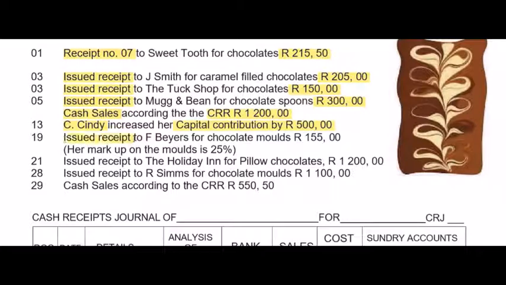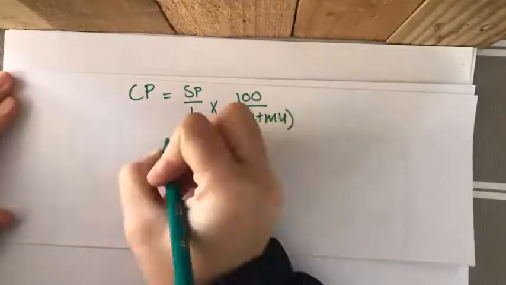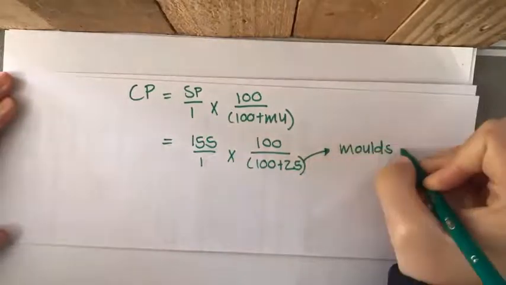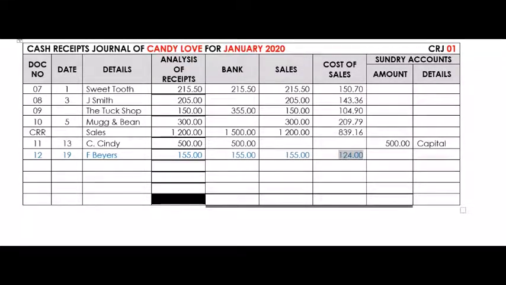Then on the 19th, we issued a receipt to F. Bayers for chocolate molds, 155 Rand. Now, just like the previous exercise, molds has a markup of 25%, which is different to the markup of chocolates. So this will affect our cost price calculation. Be careful. We issued a receipt, so it will be receipt number 12. On the 19th, the customer is F. Bayers, who paid us 155 Rand. You put the value in bank and in sales. And now when you calculate your cost of sales, it will look like this. And you write the answer in your cost of sales column.